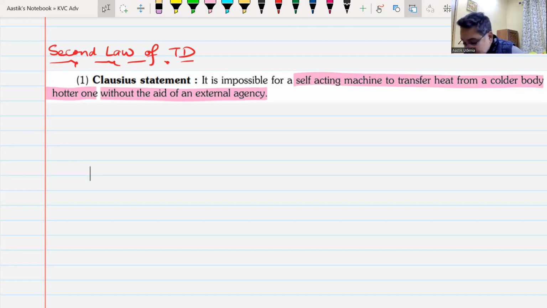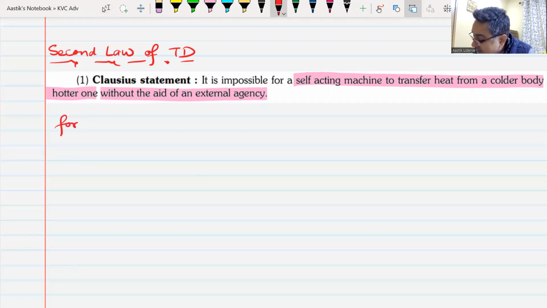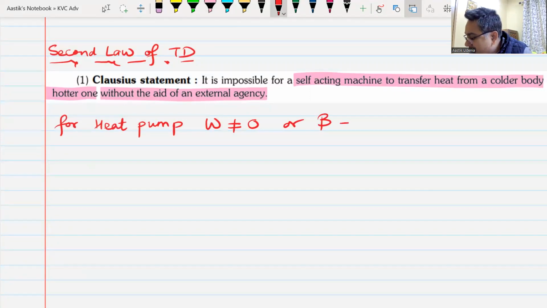And to make it flow from a colder to hotter body, you need to do some work. So that means it is basically telling us for a heat pump, your work done cannot be equal to zero, or the coefficient of performance beta cannot be equal to infinity. Do we understand this? Yes, sir.